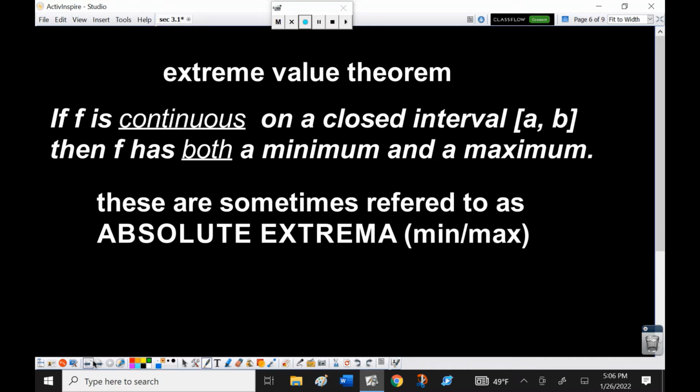Oh, and by the way, this extreme value theorem is an existence theorem. It tells you they exist, it just doesn't tell you how to find them. Kind of like aliens. I could tell you they exist, I just don't know where they're at.